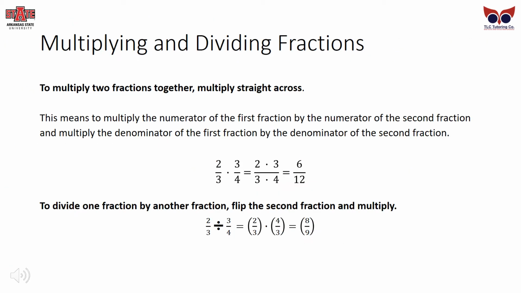Multiplying and dividing fractions. To multiply 2 fractions together, multiply straight across. This means to multiply the numerator of the first fraction by the numerator of the second fraction, and multiply the denominator of the first fraction by the denominator of the second fraction. To divide one fraction by another, flip the second fraction and then multiply.